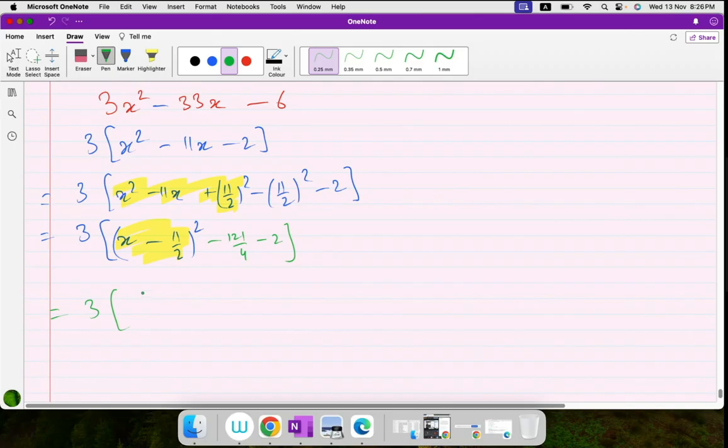So 3 times (x minus 11 by 2) whole square, and 121 by 4 and 2 gives me 129 by 4. And then we bring in 3, that is 3 times (x minus 11 by 2) whole square minus 129 into 3, which is 387 by 4. Getting it?